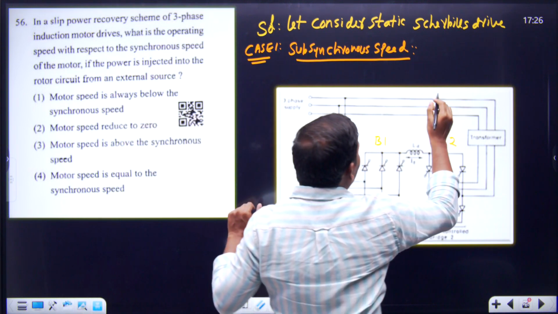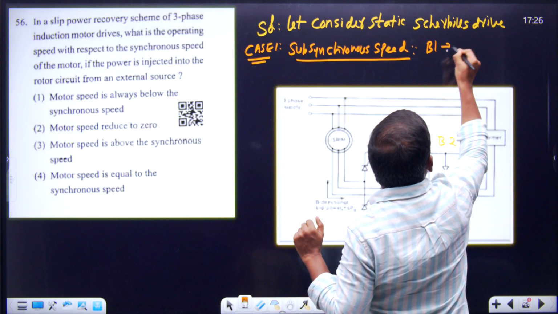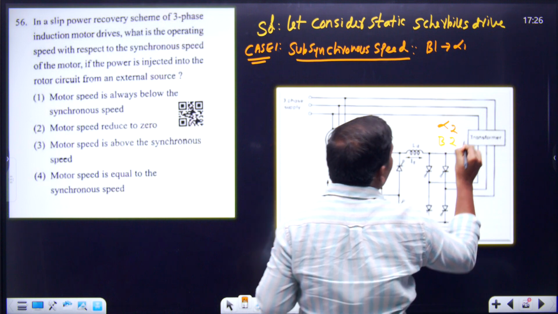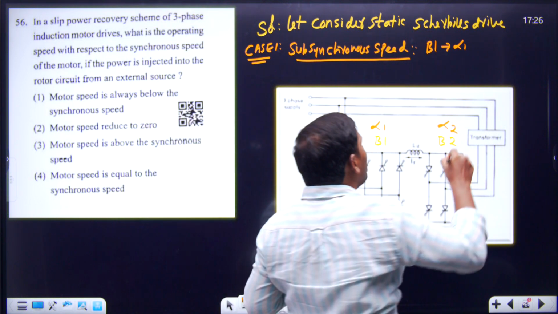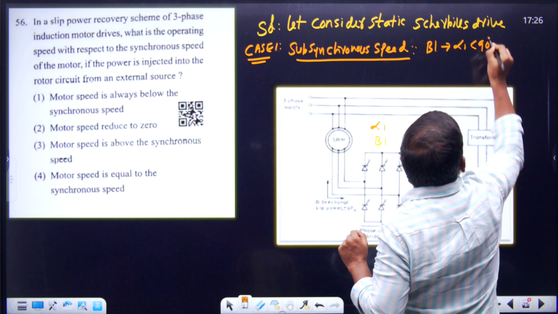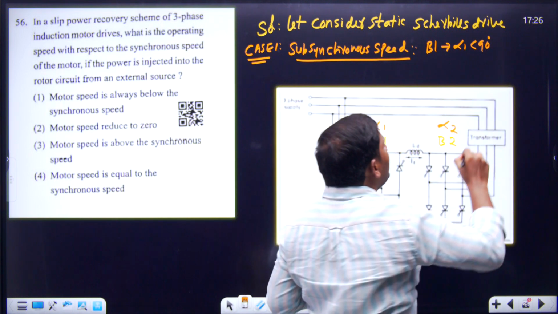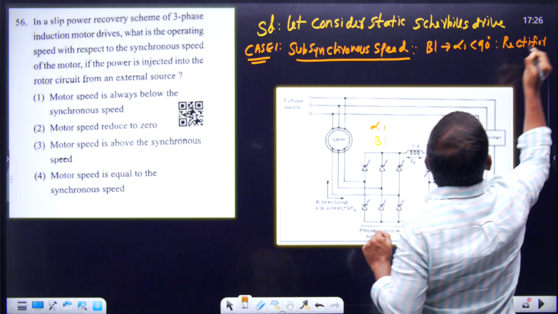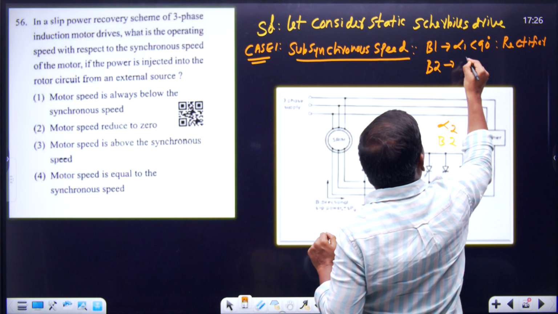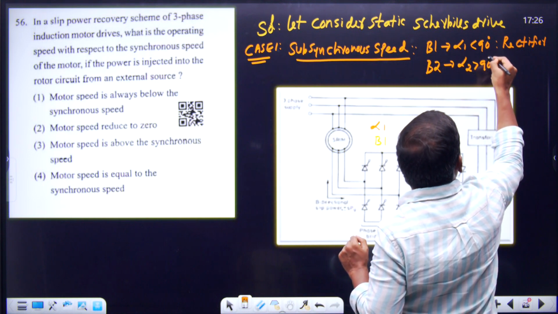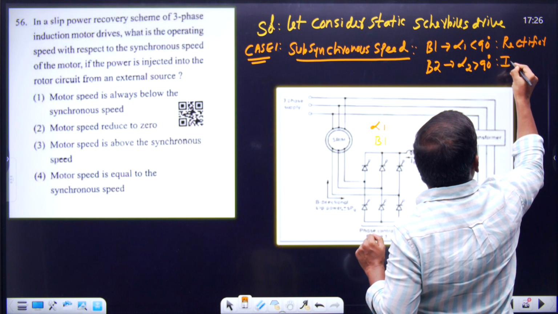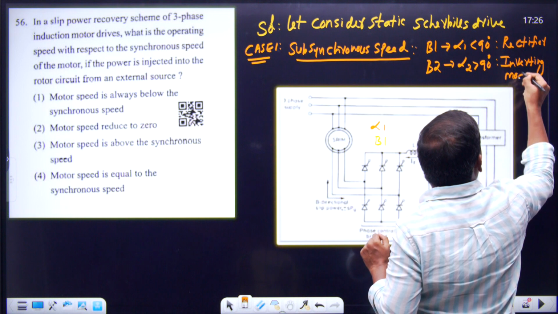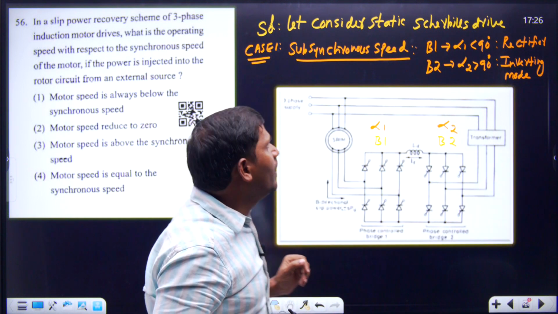Let the firing angle of bridge 1 be alpha 1, and the firing angle of bridge 2 be alpha 2. Bridge 1 is operated for less than 90 degrees, then it acts as a rectifier, in rectifying mode. Bridge 2 is operated at alpha 2 greater than 90 degrees, then it acts as a line commutated inverter, that is, inverting mode.